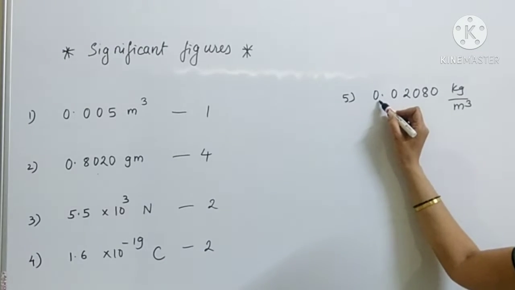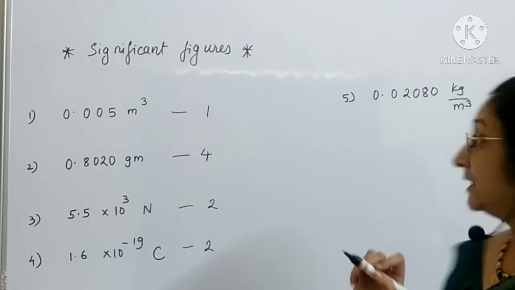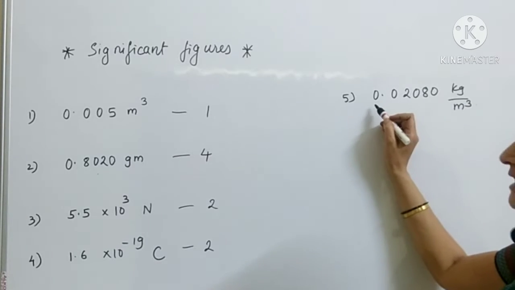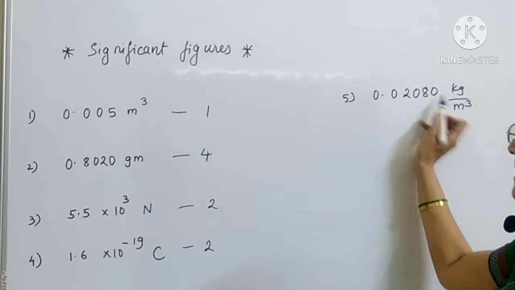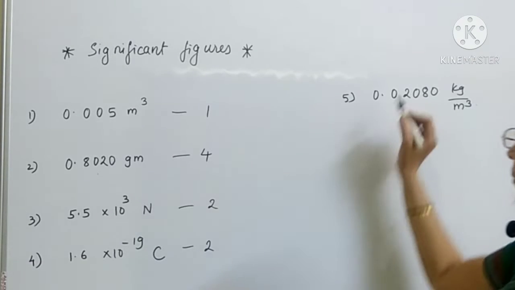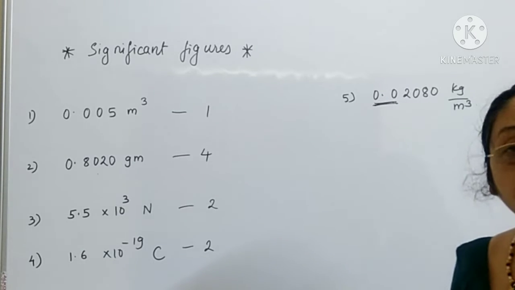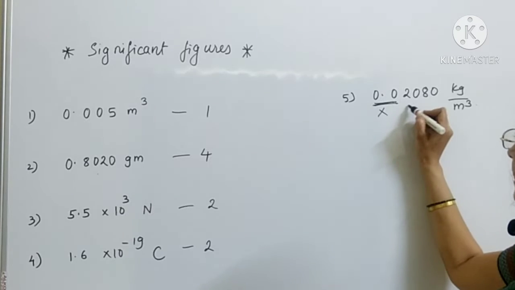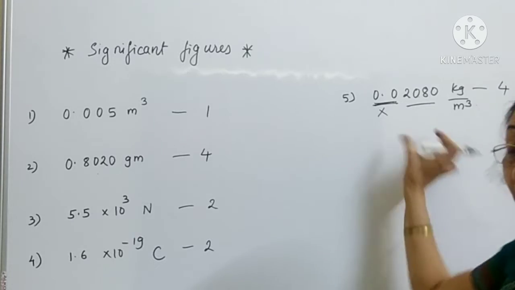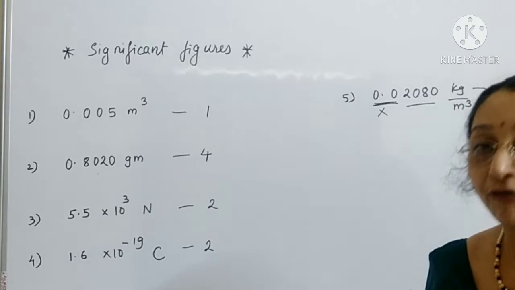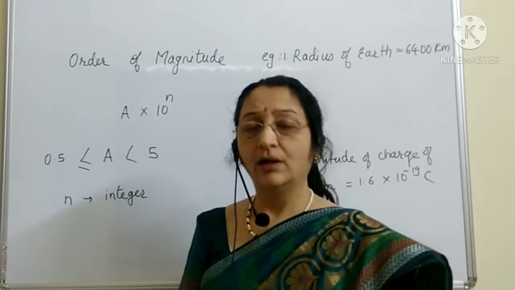Next, supposing we are discussing about the density in kg per meter cube. The density of some particular material. It is 0.02080. Now, these two zeros, these are not significant figures. The significant figures are 2080. That is, this density has 4 significant figures. Now, we are going to discuss about the order of magnitude.